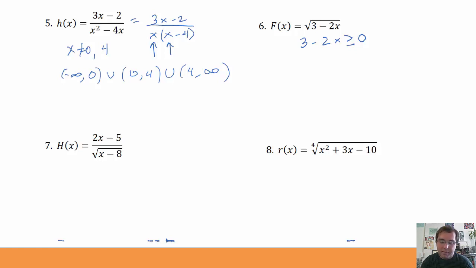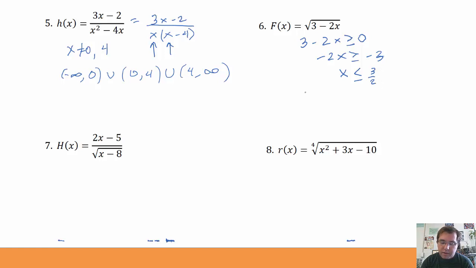So I would subtract the 3 from both sides, make it negative 2x is greater than or equal to negative 3. And then I would divide by negative 2, remembering, of course, that when I have an inequality and I divide by a negative number, I have to switch the sign. And I have negative 3 over negative 2 gives me a positive 3 over 2. So as long as x is less than or equal to 3 over 2, we have no problem. So that's what we want our domain to be, less than or equal to 3 over 2.